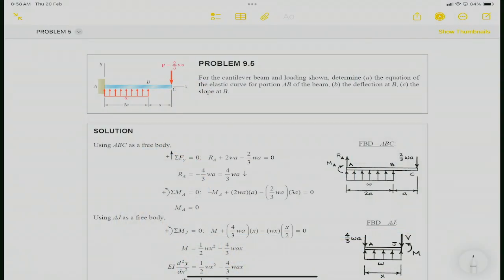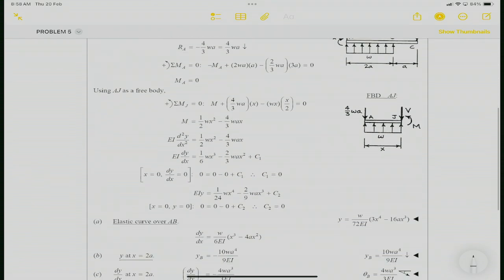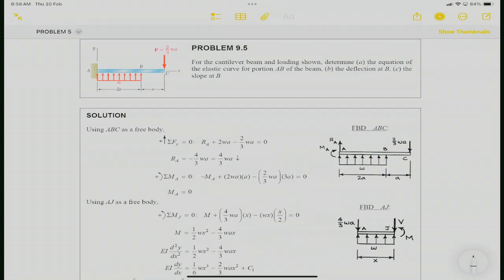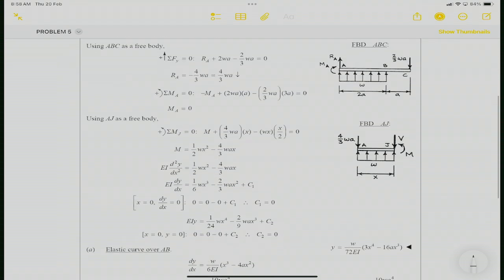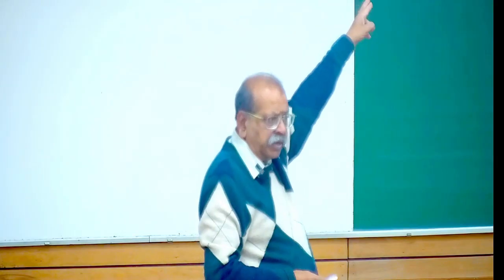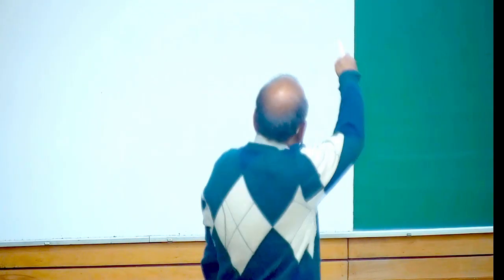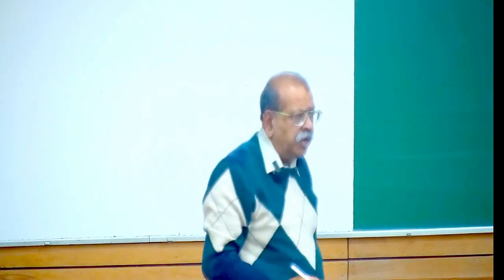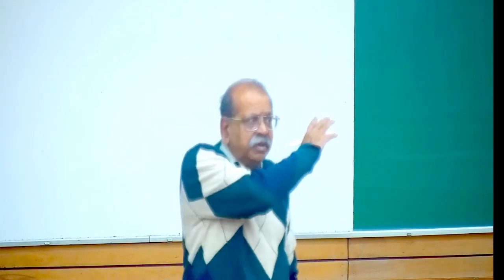Then what you do is, from A up to B, you cut a section between A and B, call it x, and you find the bending moment at this point. Once you find the bending moment at the cut section, it turns out to be equal to half Wx squared minus 4/3 Wax. Can everyone find this?